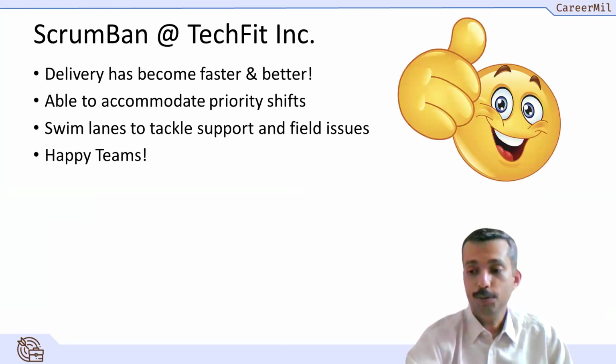So what did you do? You started implementing ScrumBan at TechFit. With that, first delivery has been faster and better as you are already doing Scrum. But now you are able to accommodate priority shifts and support cases and field issues and so on, without the team feeling bad that, oh, our sprint plan has gone for a toss right after the second day of the sprint. Nobody's complaining about that anymore. They're able to improve. They are getting the feedback from the stakeholders. So they're a pretty happy team. That's fantastic, right?